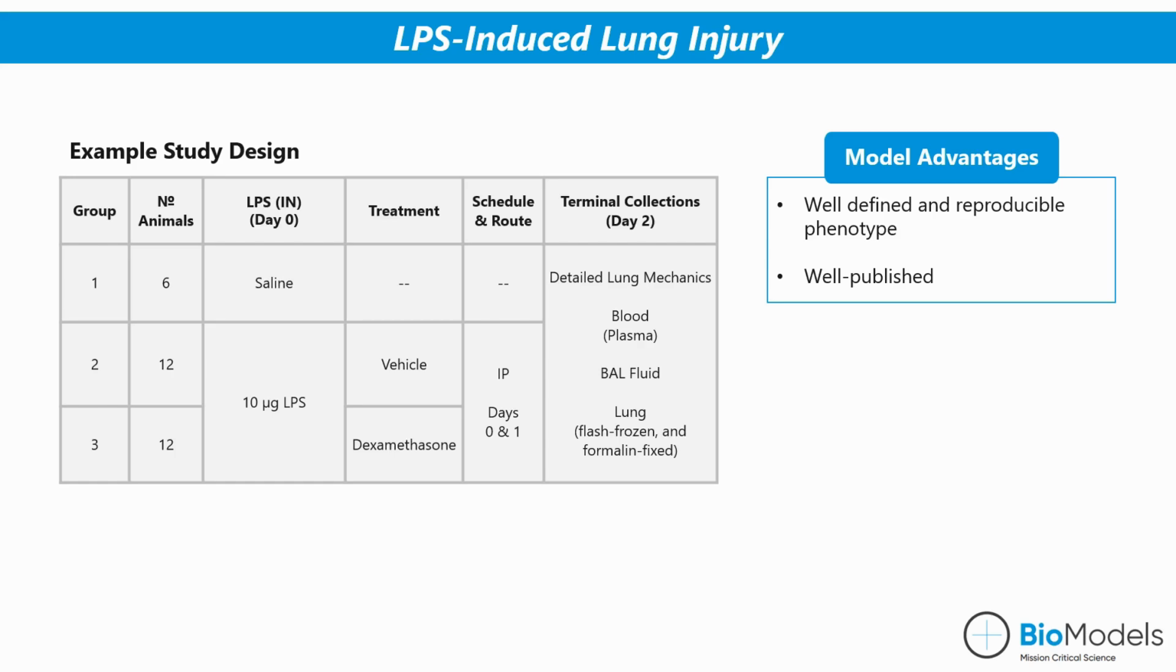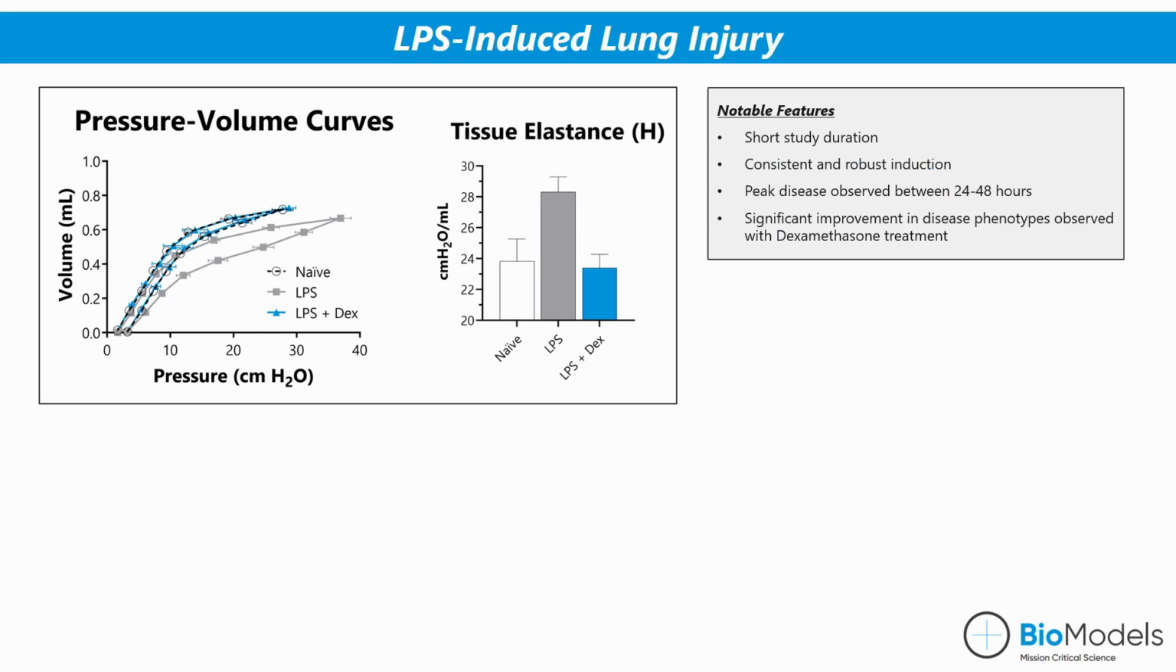So in this first piece of data, we see that in diseased animals, a shift downward in the pressure volume curve, indicating stiffer lungs. With dexamethasone treatment, we see overlap with naive animals, indicating return to baseline lung function. And from these pressure volume curves, you get a number of outputs, including tissue elastance. And as you can see here, in diseased animals, we see substantially increased levels of tissue elastance, and then with dexamethasone treatment, a return back to baseline.